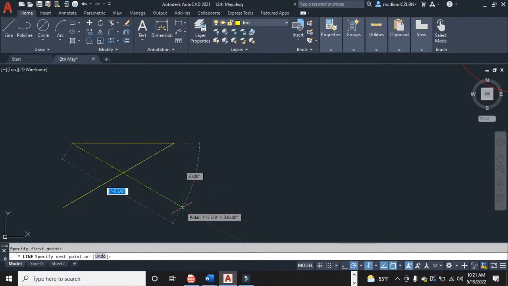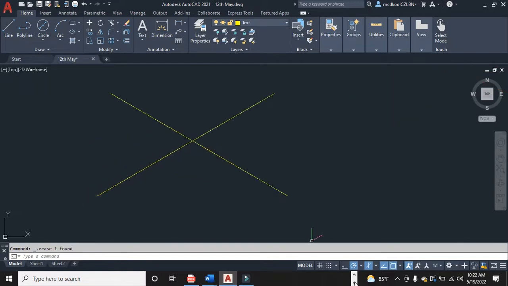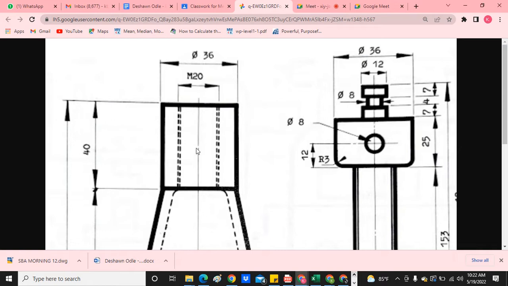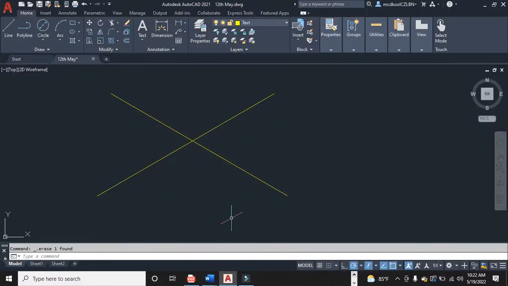Okay, so I'm just going to draw my two 30 lines, and then I'm going to put the top of it. So for that drawing, this is diameter 36. The height of it is what? This part here. Okay, good. So I'm going to type in ellipse, iso circle, make sure that it is top.